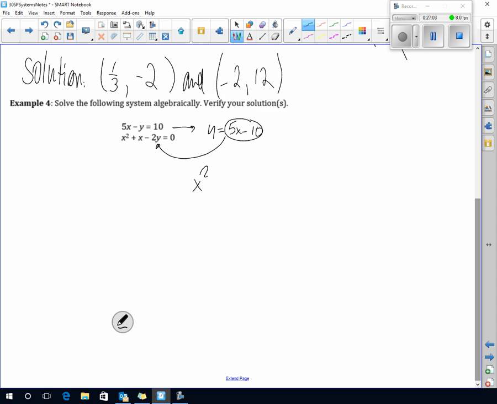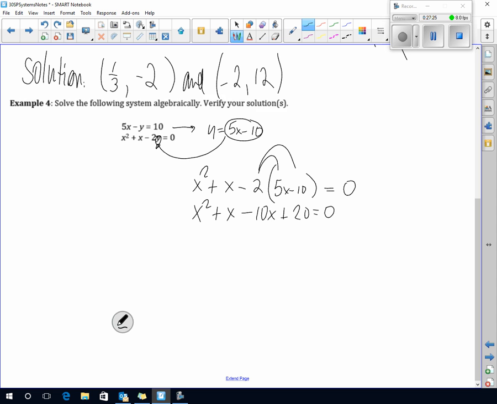So I need to multiply this in now. So I get x squared plus x minus 10x plus 20 equals 0. And then I get x squared minus 9x plus 20 equals 0. And x minus 5, x minus 4. So x equals 5 and 4.